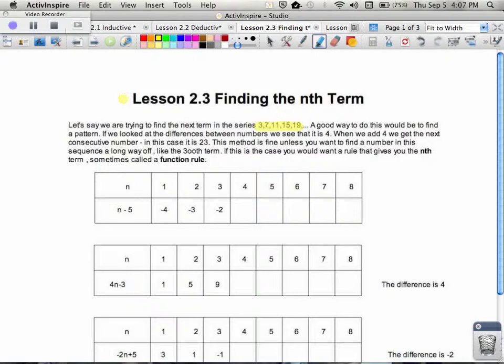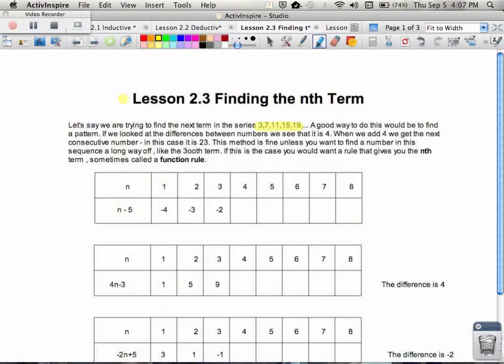If we looked at the differences between the numbers, we see that the difference is 4, which means when we add 4, we get the next consecutive number. So after 19, of course, 19 plus 4 would be 23. Now this method's fine unless you want to find a number in the sequence a long way off, like maybe the 300th term.